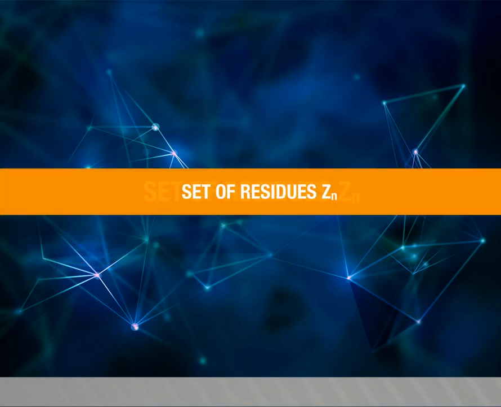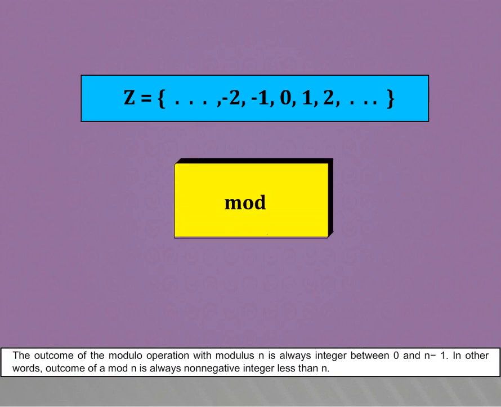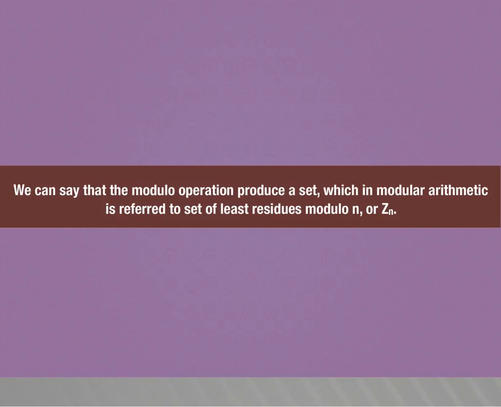Set of residues Zn. In this video, we are going to see about set of residues Zn. The outcome of the modulo operation with modulus n is always an integer between 0 and n minus 1. In other words, the outcome of a mod n is always a non-negative integer less than n. We can say that the modulo operation produces a set which in modular arithmetic is referred to as the set of least residues modulo n, or Zn.